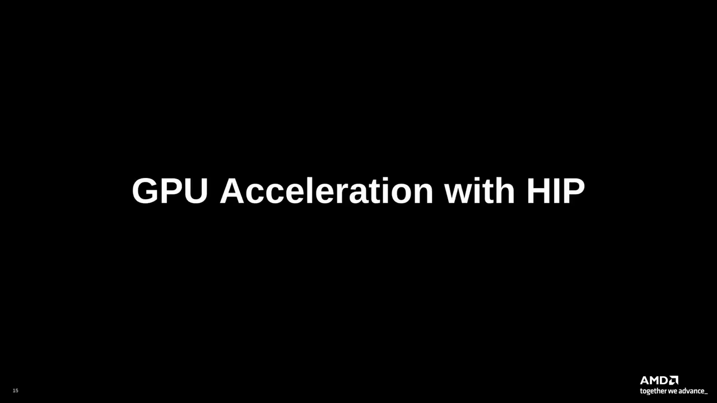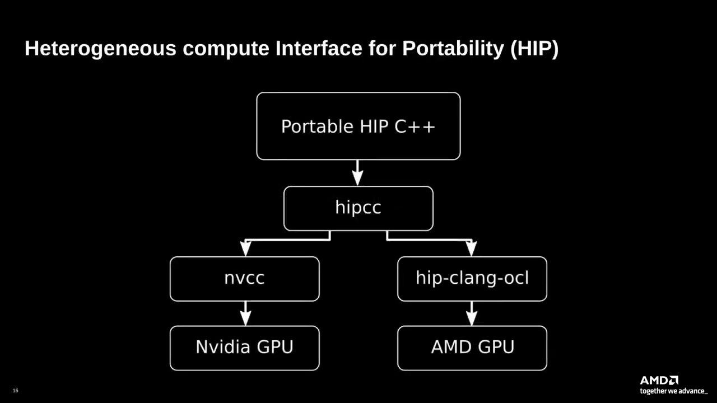So now we're going to shift gears and talk a little bit about coding. We'll start off by discussing how you can get started with programming GPUs using HIP. HIP stands for the Heterogeneous Compute Interface for Portability. It is an open source C++ API and kernel language for programming both NVIDIA and AMD GPUs. With HIP, you write portable source code that is passed through the HIPCC compiler wrapper, which determines at compile time whether it should use NVCC for NVIDIA GPUs or the HIP Clang compiler for the AMD GPUs.